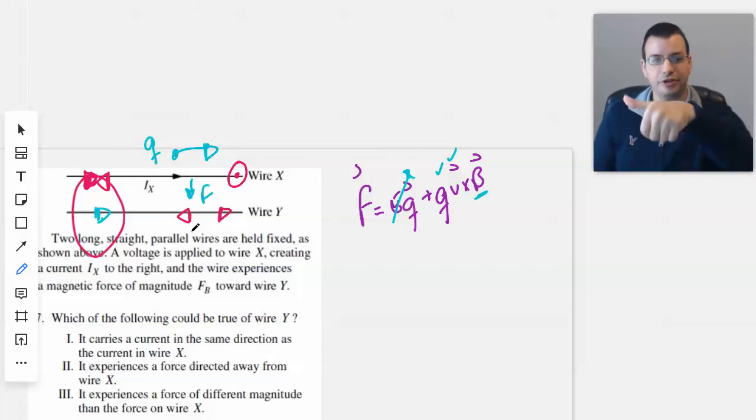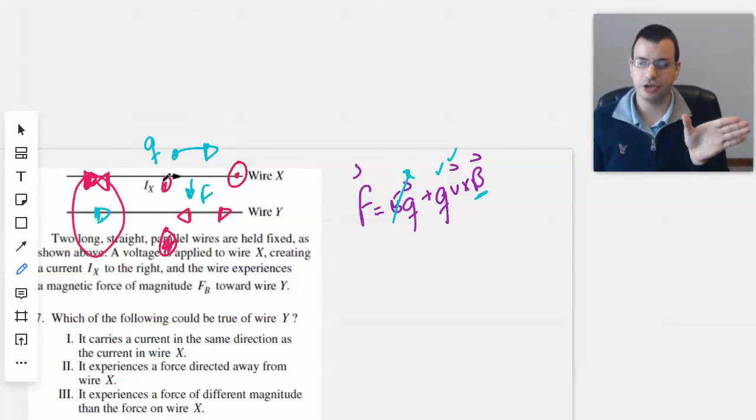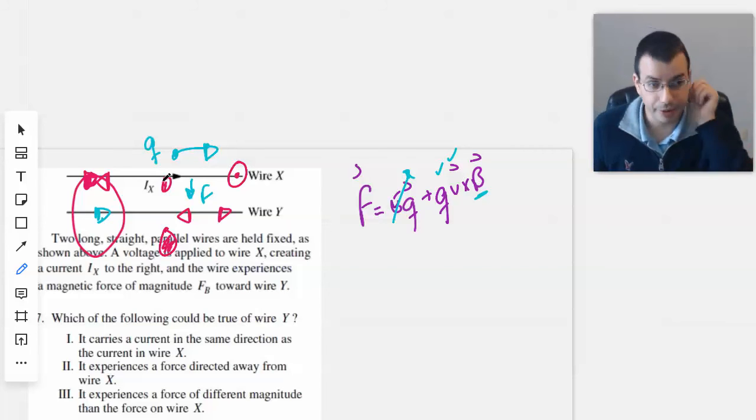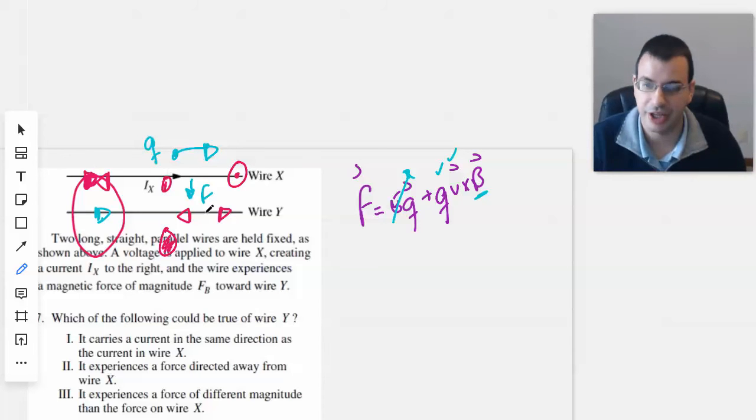If you did the opposite direction, where the current on Y was going this way, then you find the magnetic field by wrapping your hand, and you'd have a magnetic field that goes like this up at this point. And so then you'd do V cross B, and you'd have a force going up. So when you have parallel wires and they're attracted to each other, the currents will be going in the same direction. And that all comes from force equals QV cross B.